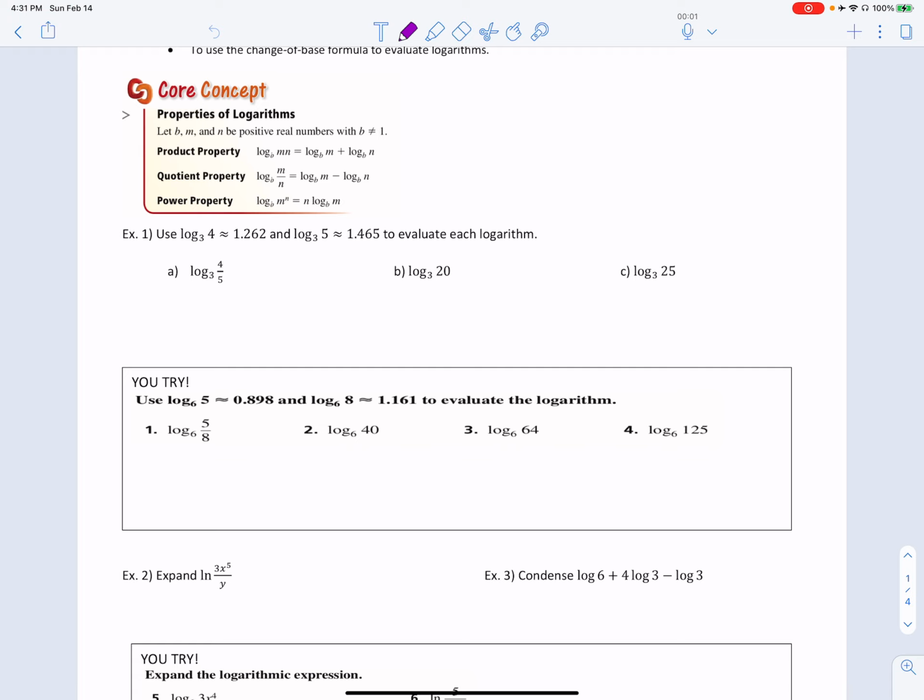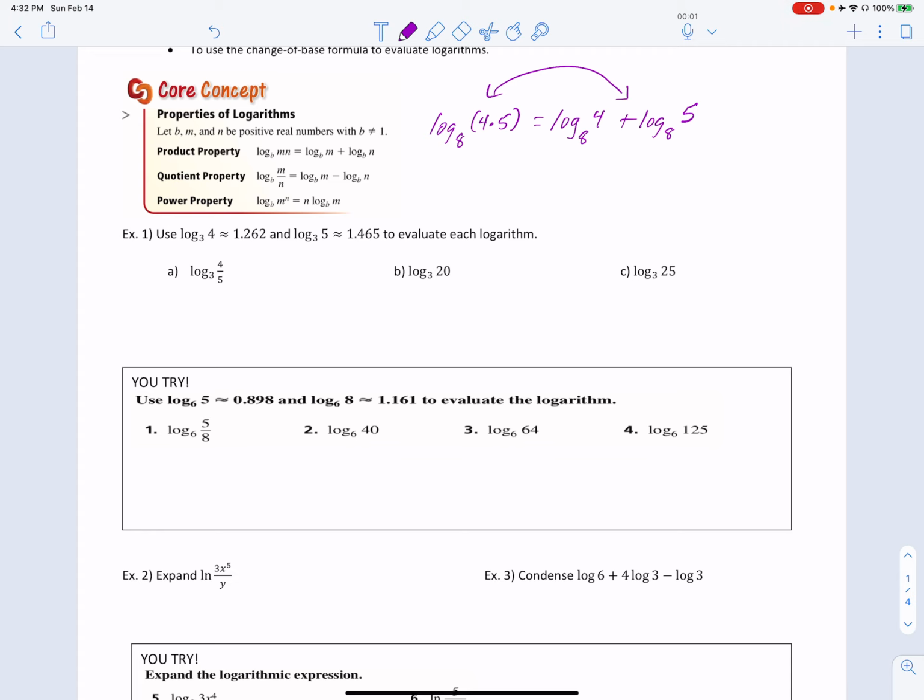The product property: if we have log base b of m times n, we can break it up into their sums. So let's just look at an example. Say we have log base 8 of 4 times 5. We can break that up into log base 8 of 4 plus log base 8 of 5. And there you have an application. We're going to want to be able to go both directions: start with the product and break it up into a sum, or take the sum and go back into a product.